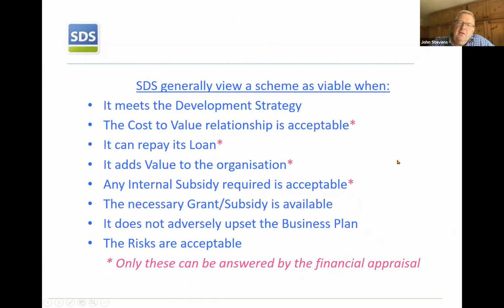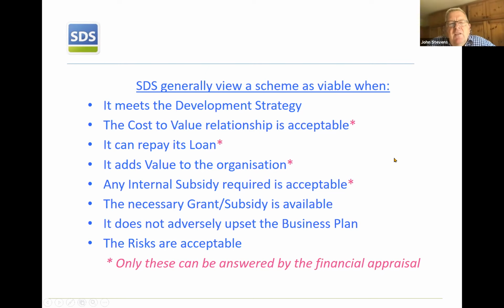So when do we view at SDS that a scheme is viable? Well, I've mentioned the development strategy, that's the top. We might look at cost to value, and that comes out of the appraisal because it's got an asterisk against it. Can it repay its loan? Can it add value to the organisation? Is there any internal subsidy required? Is that subsidy available? It doesn't tip over the business plan, and have we looked at all the risks? So this would be our general sort of checklist of when is a scheme viable.